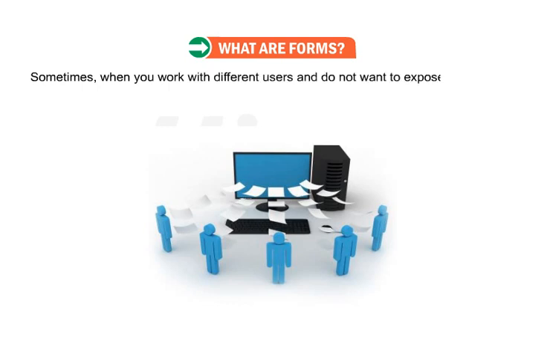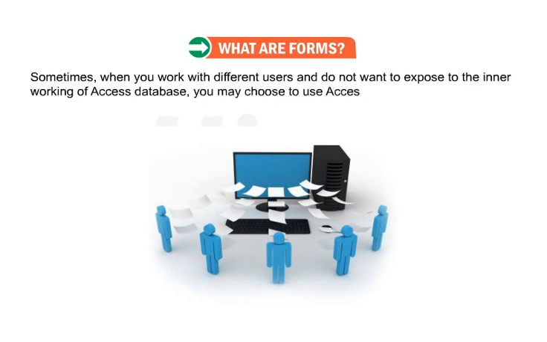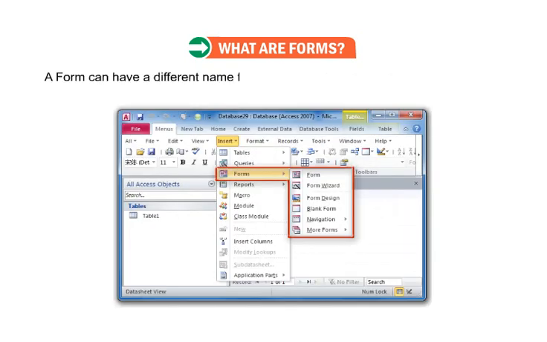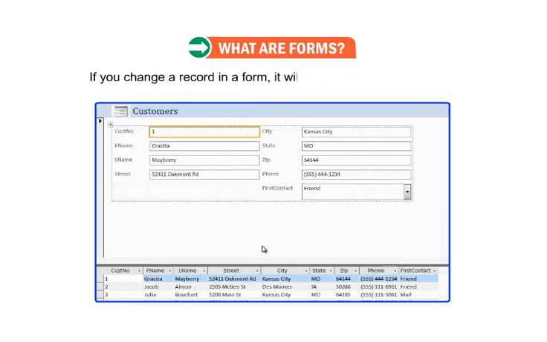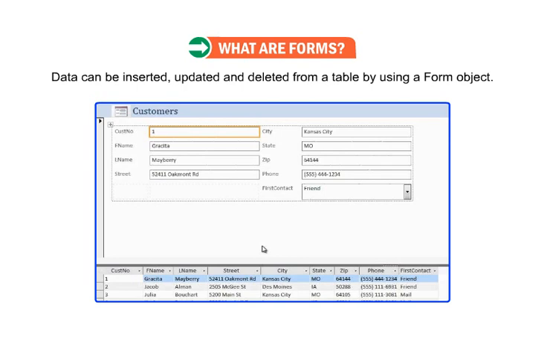Sometimes when you work with different users and do not want to expose them to the inner workings of the Access database, you may choose to use Access forms to create a more user-friendly interface. A form can have a different name from a table, yet a form manipulates the same information and data of the corresponding table. If you change a record in a form, it will be reflected in the table also. Data can be inserted, updated and deleted from a table by using a form object.